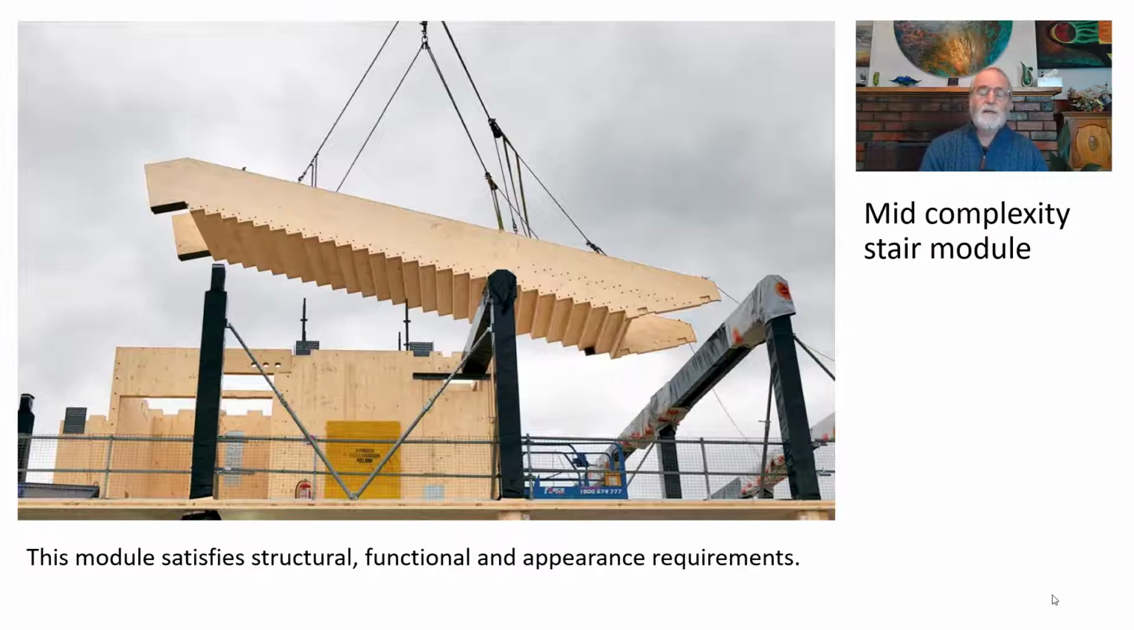Here's a mid-complexity stair module. This is a CLT stair that's been assembled off-site. It's come to site as a unit. It's then being lifted into place. So it's obviously prefabricated because it was made somewhere else. It satisfies a series of structural, functional and appearance requirements because it's in a major public building. It will be seen. There's a lot of services that may be integrated and it forms some structural function as well. So it's a mid-complexity stair module. It satisfies those ranges of performance requirements, and it's not just a simple shape.